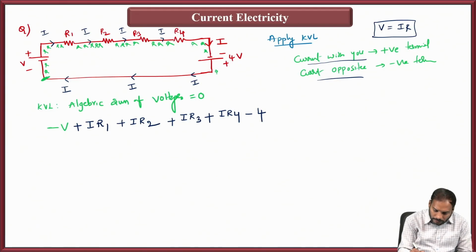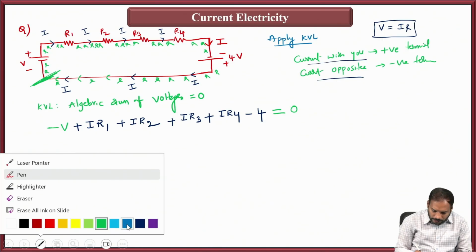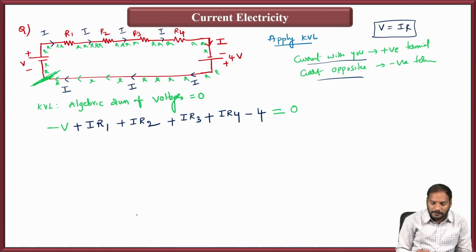And then you have a long conductor. Will there be a voltage drop in the long conductor? No, because it's an equipotential body. The difference will be 0. There will be no drop. Now you are coming back to the same point once again. So this is exactly equal to 0. This is what KVL says to us.